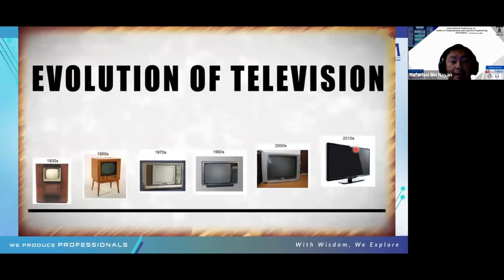All right. When I did the presentation, sometimes we wanted to discuss the evolution of television. We can see in the 1930s, the television was big like this, and the screen was black and white. I think until the 1950s, and then color television started maybe around this area. Until now, most of us are using flat TVs, right?